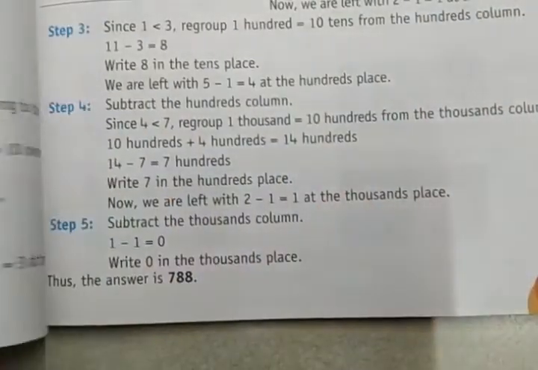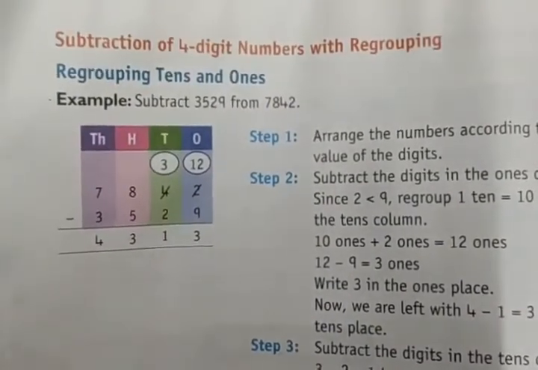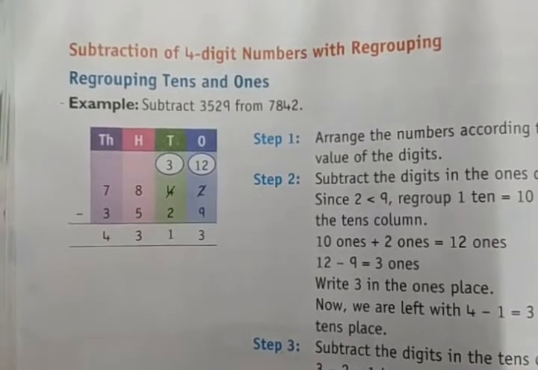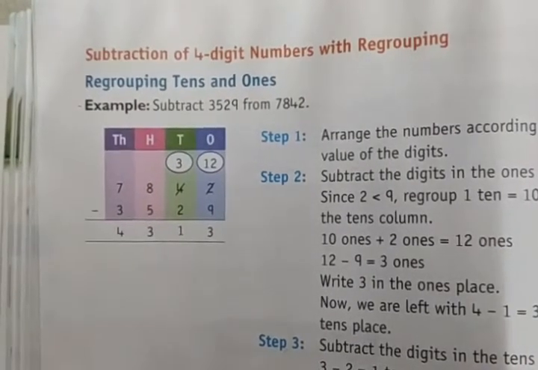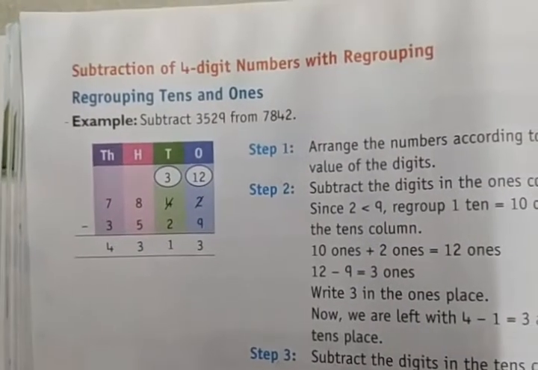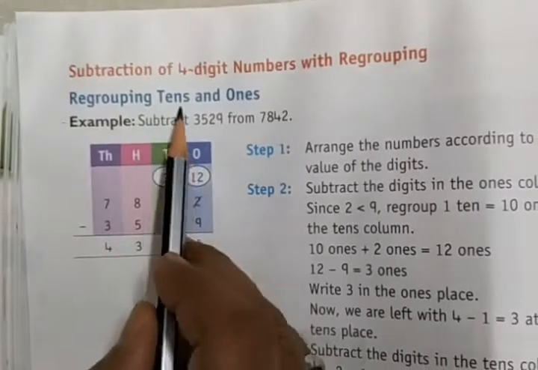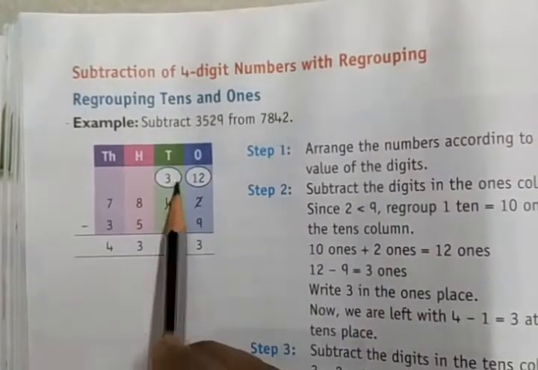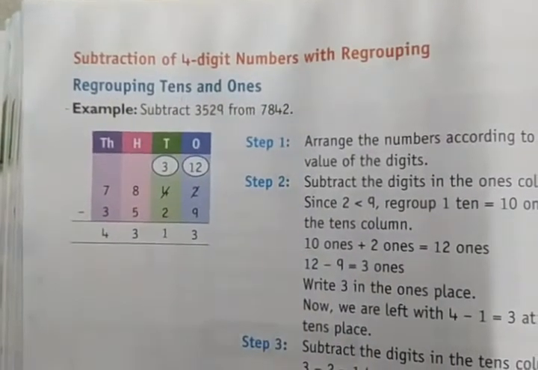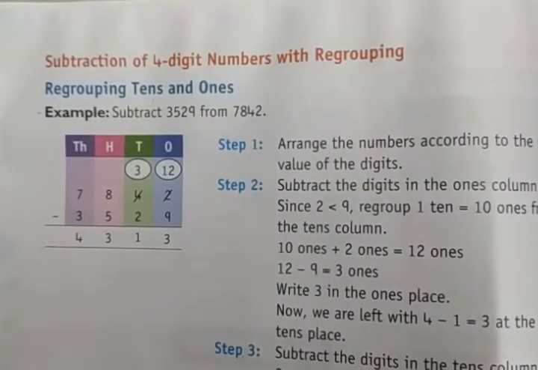This is how we did the subtraction without borrowing or without regrouping. Okay. The next example we find is subtraction of 4-digit numbers with regrouping. Regrouping tens and ones. Same thing, whatever we did in the previous example. Same thing, maybe 4 digit, 5 digit, whatever it may be.